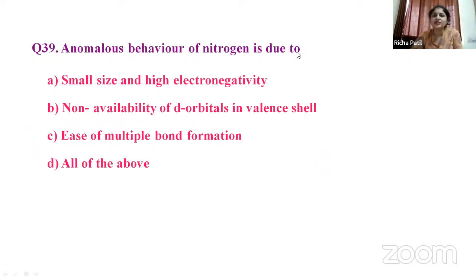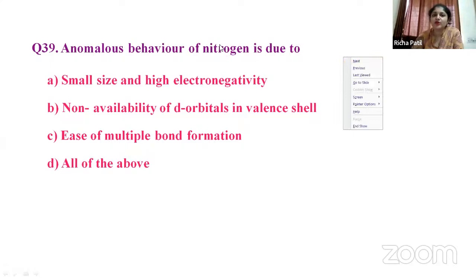Anomalous behavior of nitrogen is due to what? Why is nitrogen showing different behavior than other elements? Because of small size and high electronegativity, non-availability of d orbitals, and ease of multiple bond formation. So the answer is D, all of the above. These are the reasons why nitrogen shows anomalous behavior: small size, high electronegativity, non-availability of d orbitals in the valence shell, and ease of multiple bond formation. D is the reason.